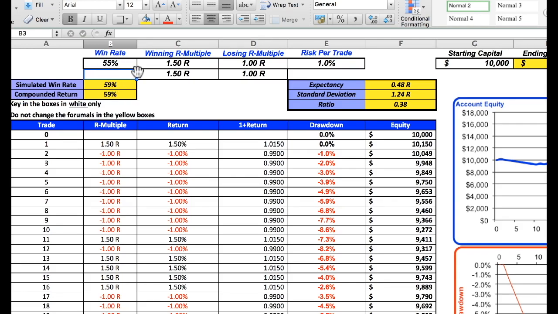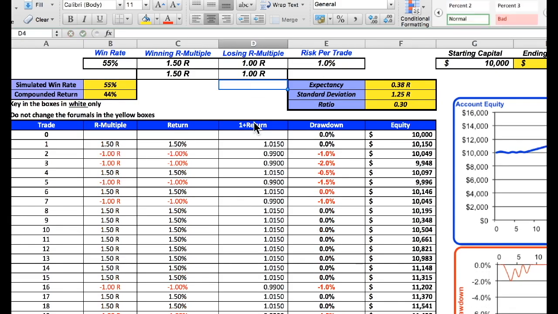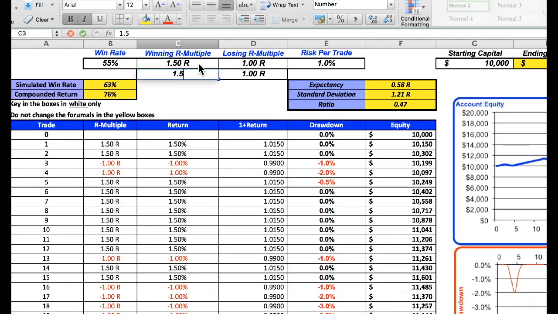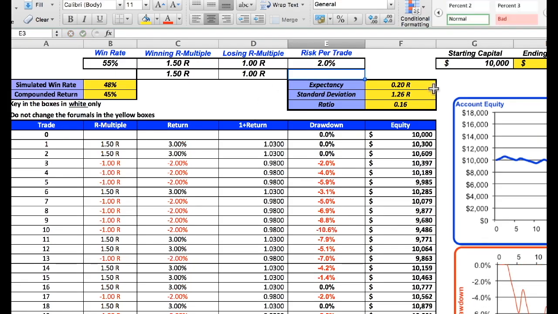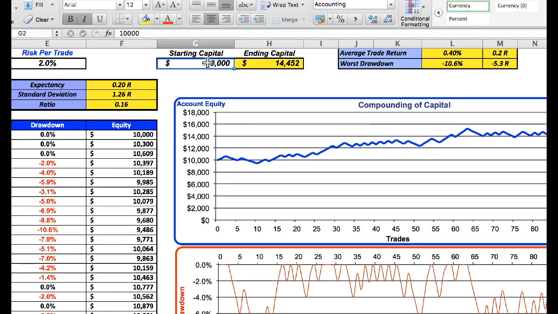So again, you key in the white boxes, you avoid the yellow ones because the yellow ones have the formulas, do not touch the yellow ones, okay? So when you lose, you always lose 1R, okay? So put 1 here, and you always win 1.5, so put 1.5 there. And assuming you risk 2%, for example, and your starting capital is, I don't know what, 10 grand.